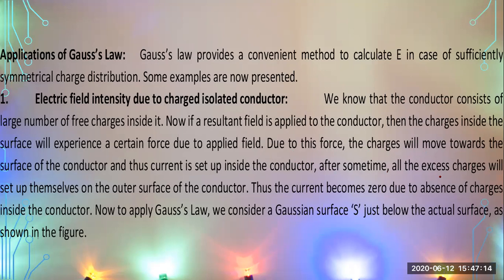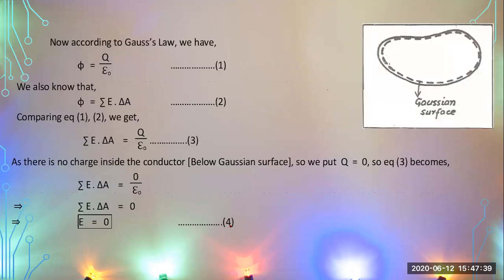After some time, all the excess charges will set themselves on the outer surface of the conductor. Thus, the current becomes zero due to the absence of charges inside the conductor. Because inside the conductor charges are not available, there will be zero current. Now we apply Gauss's law. We consider the Gaussian surface just below the actual surface, so this is basically the Gaussian surface.